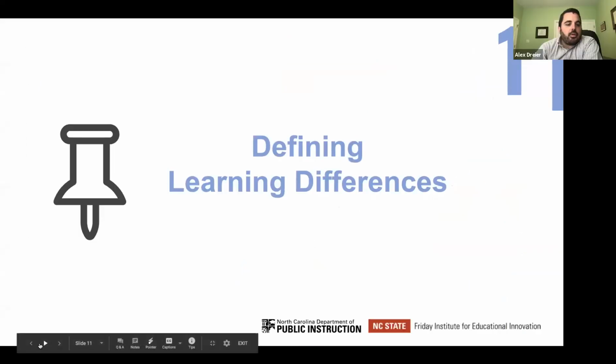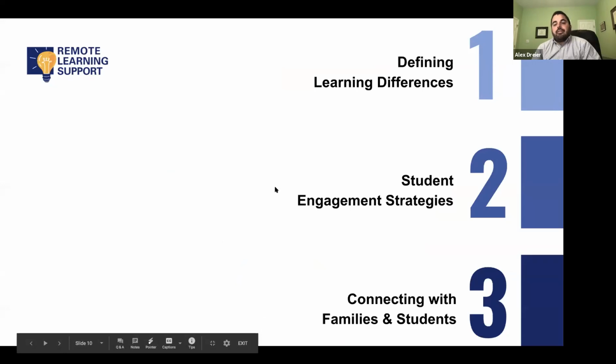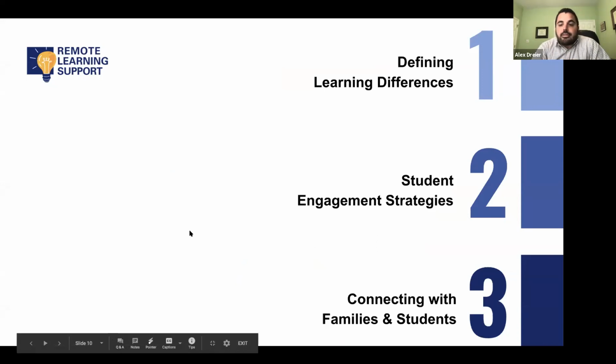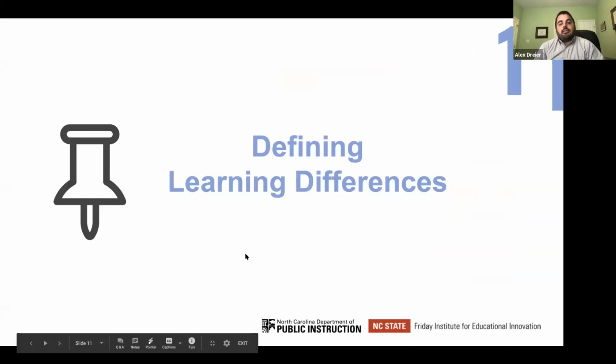Sure. So our focus for today, we're going to tackle this in 3 parts. We're going to first talk and define specific terms: what are learning differences, what do we mean by learning differences. We're going to explore some different strategies on the student engagement side, specifically as related to learning differences themselves. And finally, we're going to talk about how to connect with families and students. So on that first front, I'll be tackling this idea of how do we define learning differences. And we'll talk more deeply, as I said, about strategies.